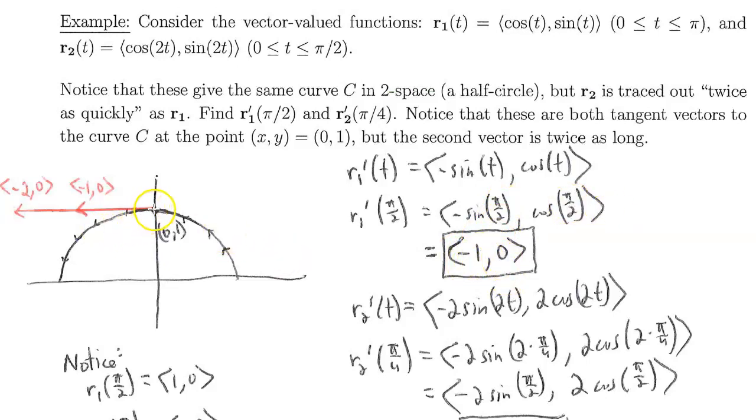So if we look at the tangent vector right here to this curve, r1 of t, then we get this minus 1 comma 0. So notice it goes to the left 1 and up or down 0. Okay, so there's the derivative of r1 at pi over 2.